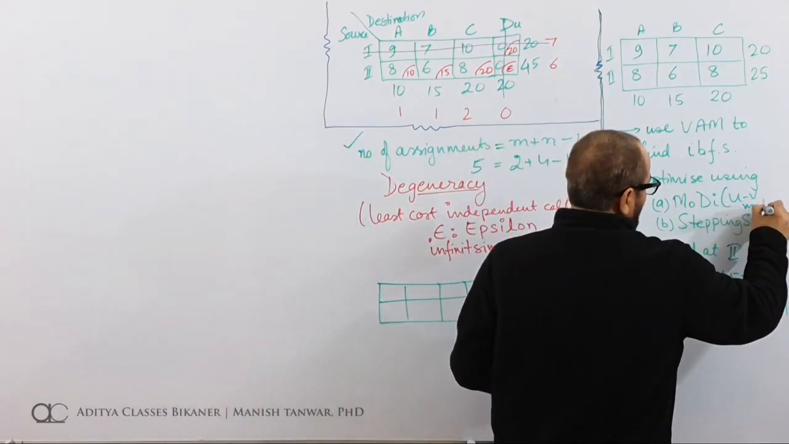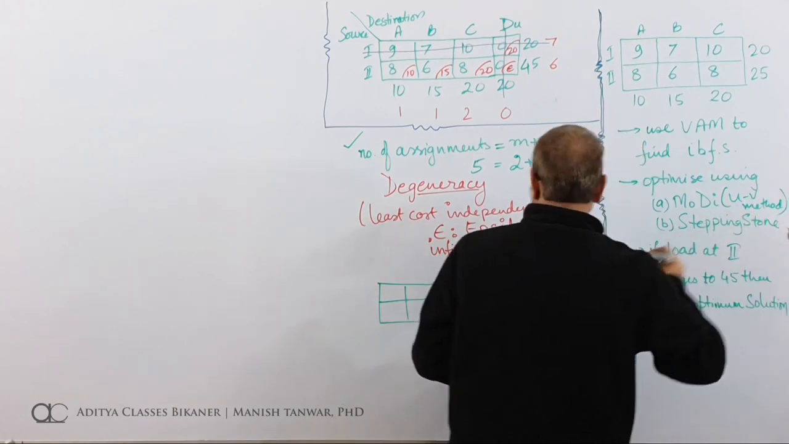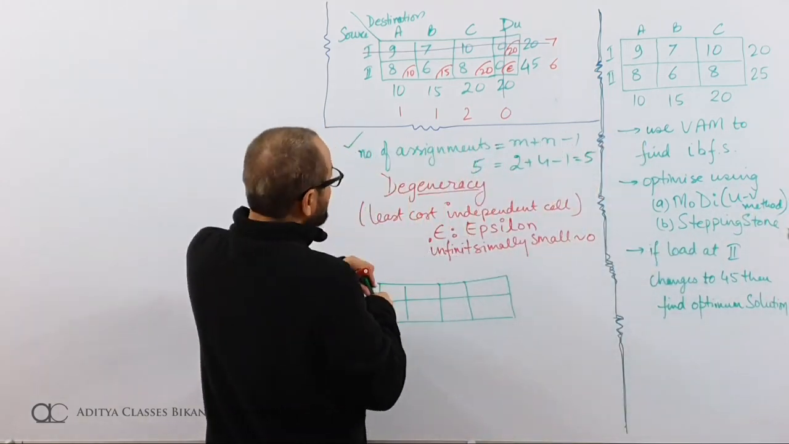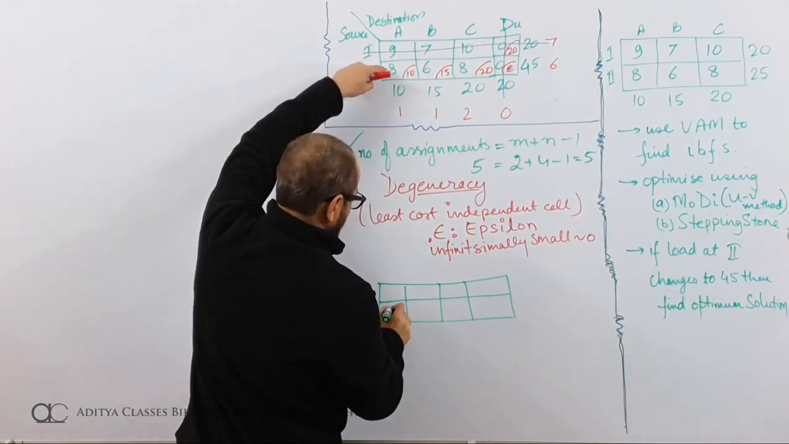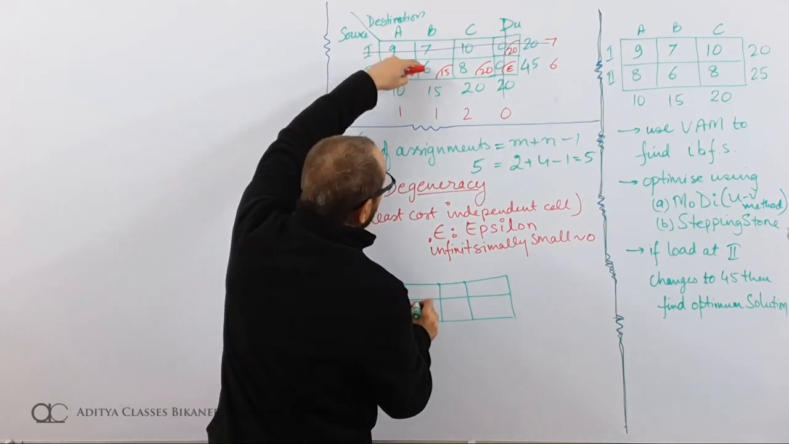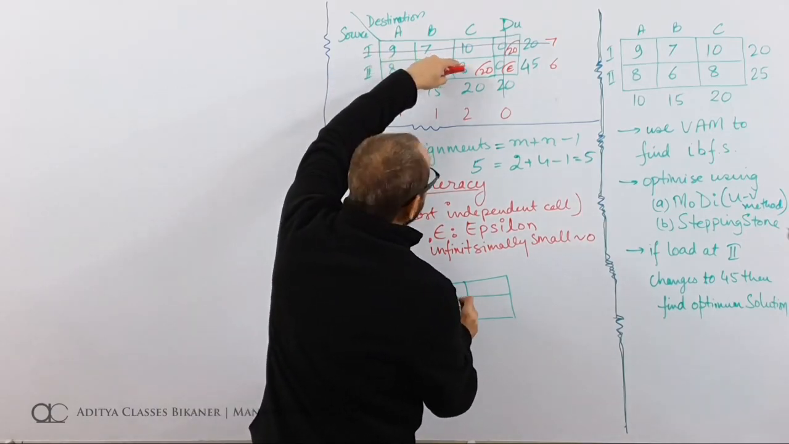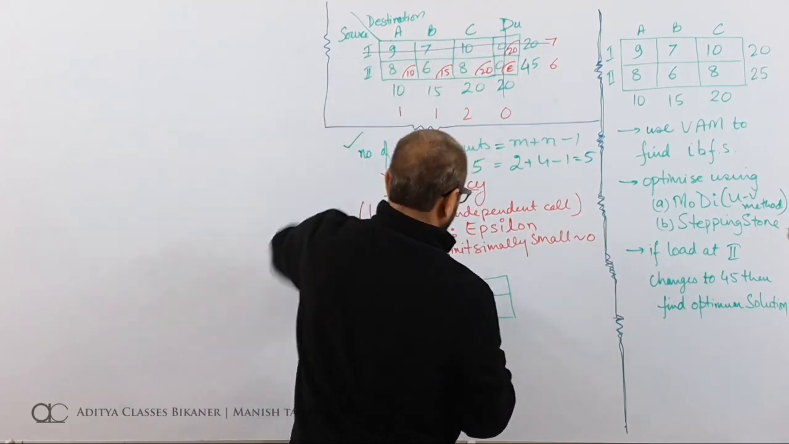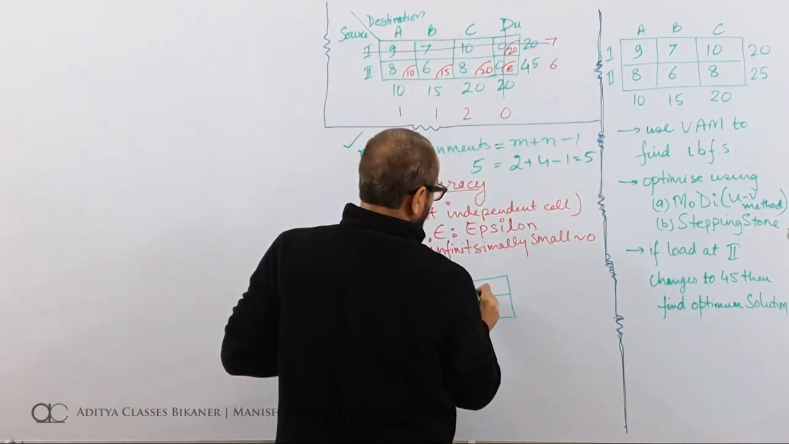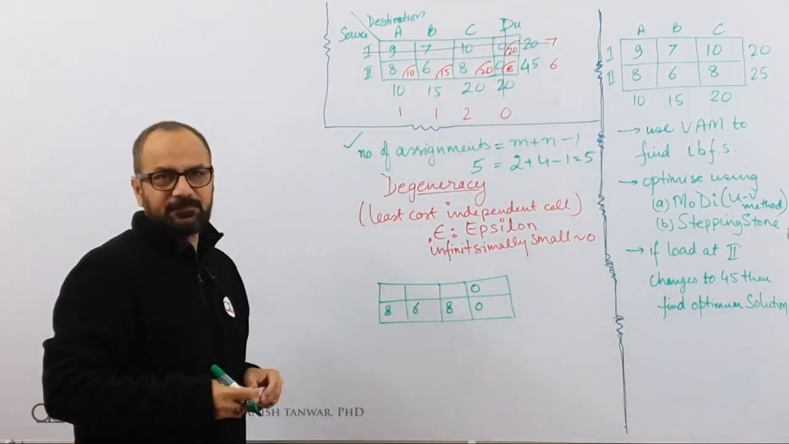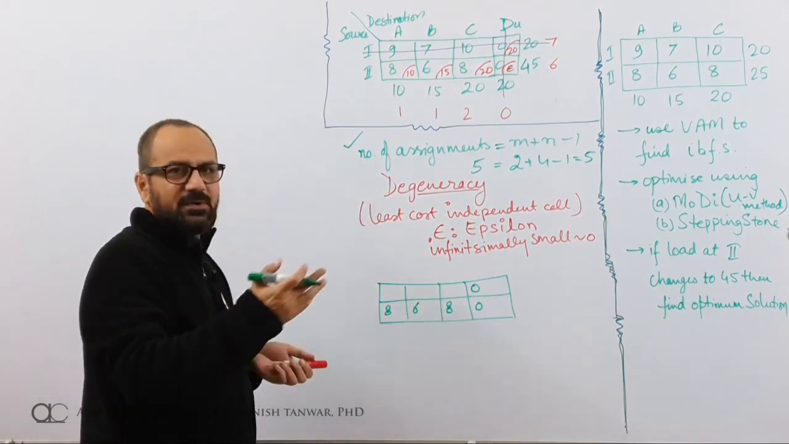UV method, modified distribution. Now what we do is transfer the costs of assigned cells, 8 kilometers, 6 kilometers, 8 kilometers and 0. And then there is a 0 over here also. These are the assigned cells. You can put any U or V as 0.